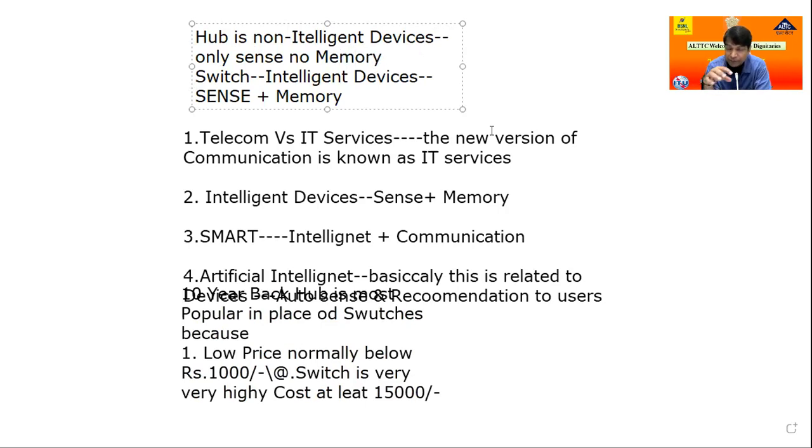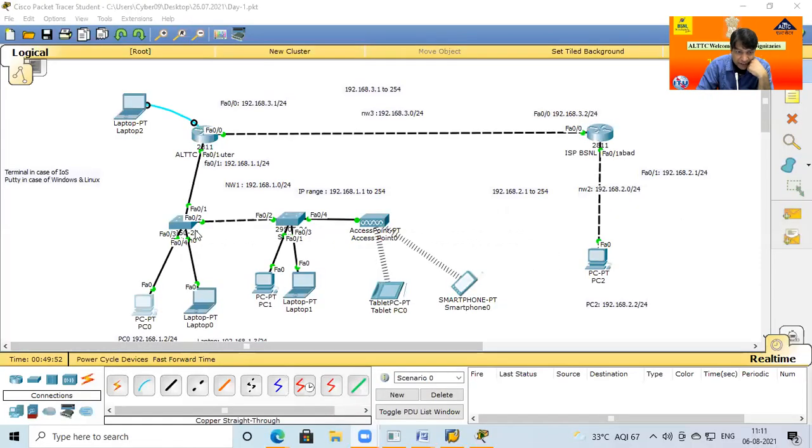Now let's understand practically what the difference is between a hub and a switch. Technically, if anybody asks you the difference between hub and switch, the switch is more secure, because the switch has sense and memory, which means an intelligent device. The hub is a non-intelligent device because it has only sense, no memory. For understanding in the practical, we can use the switch here, but you can also replace it with a hub, there is no problem.